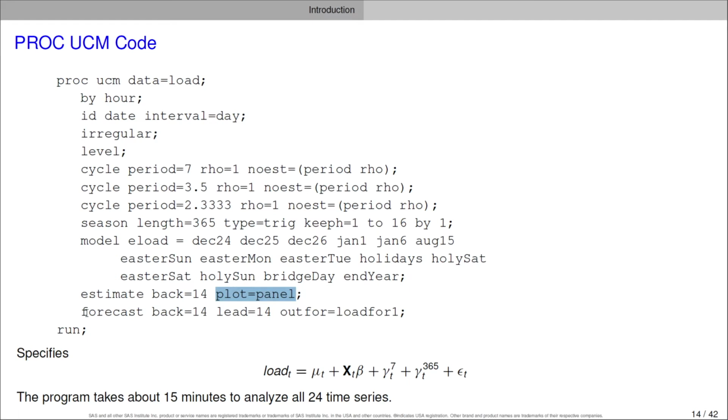Similarly, the forecast statement controls different aspects of the forecasting output. In this case, the two options back equals 14 and lead equals 14 cause the last 14 observations to be used for forecast validation. The outfor equals option specifies an output data set to store the forecasts of the response series and model components. This entire model fitting for this 24 series takes about 15 minutes to finish. This is a fairly large data set with many parameters to estimate. So it takes a little time, but in 15 minutes, all these more than 70,000 observations are processed.